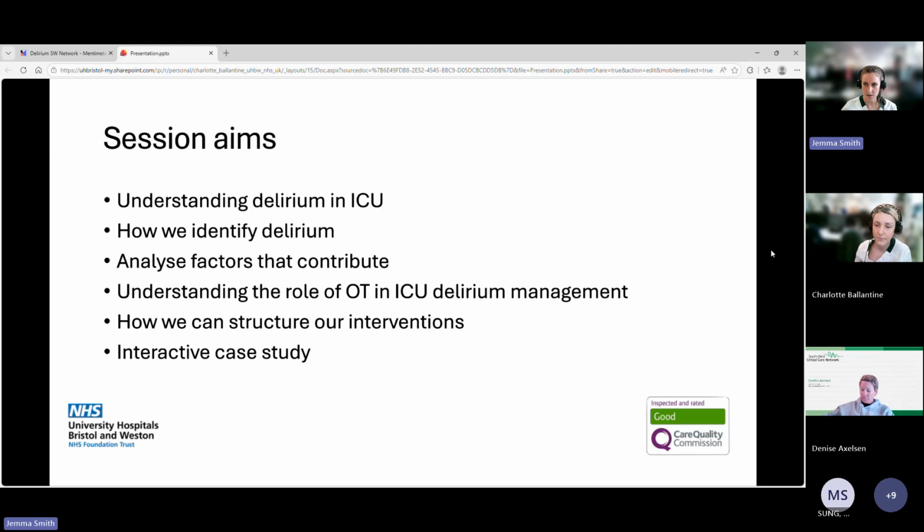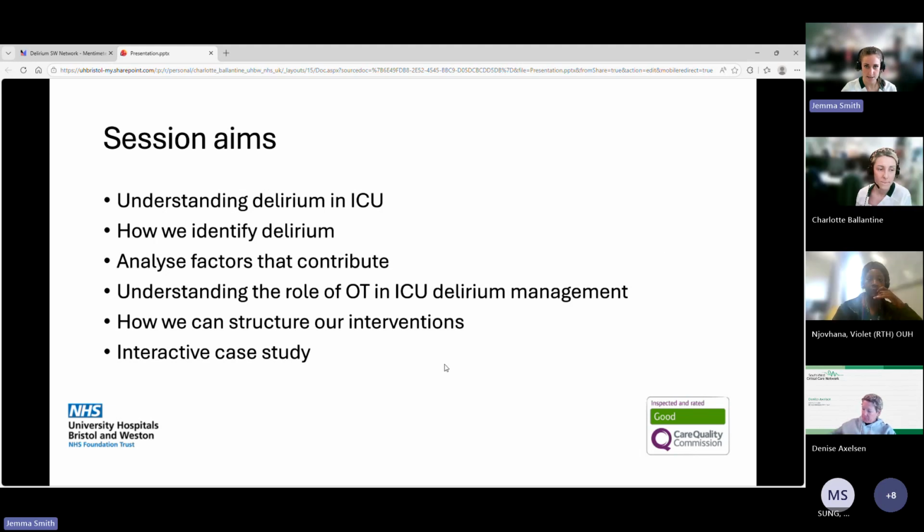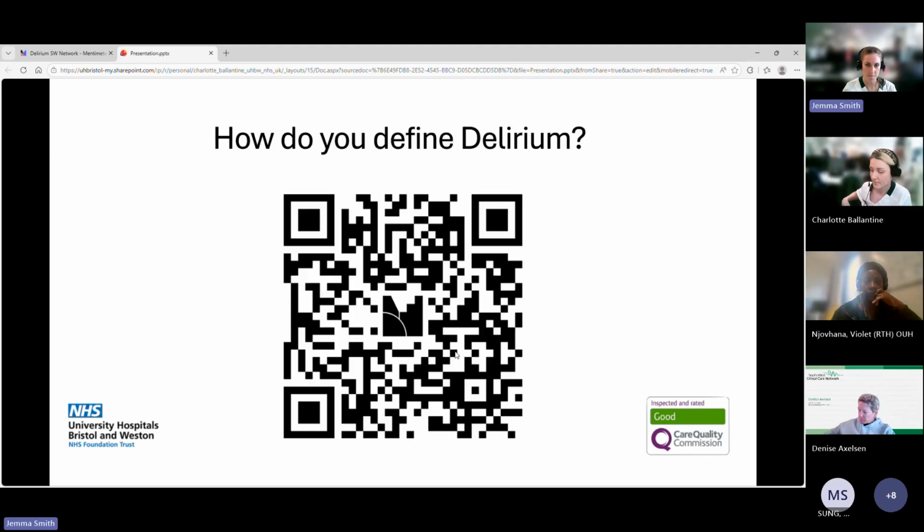Great. So our first job is going to be a bit of a Mentimeter. So you can scan this QR code with your phone, or I will change my screen in a second. So you've got the other login option. And essentially, how do you define delirium generally within the context of ICU? Essentially trying to get an understanding of what your understanding of delirium is, and then build from there.